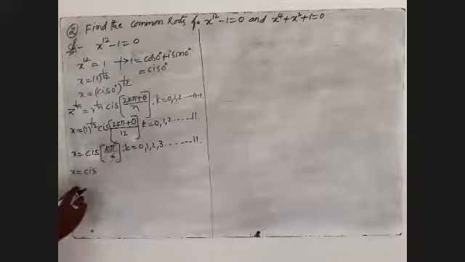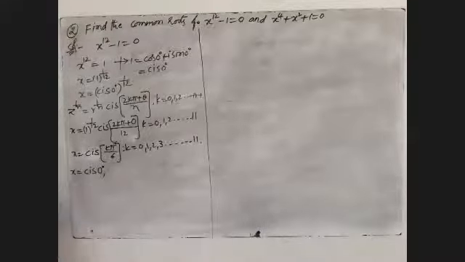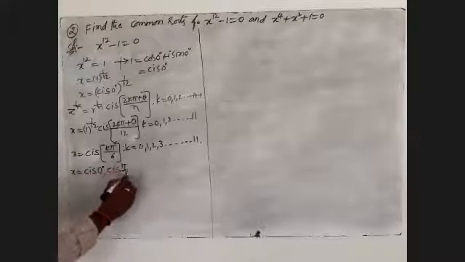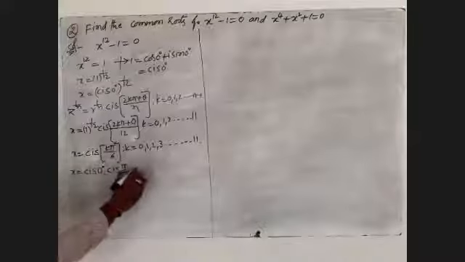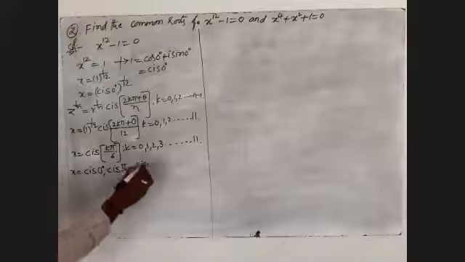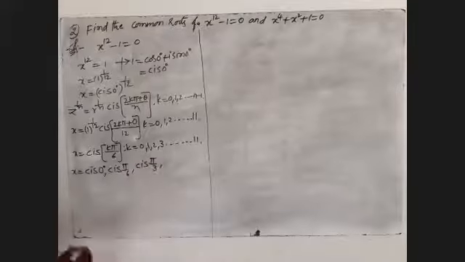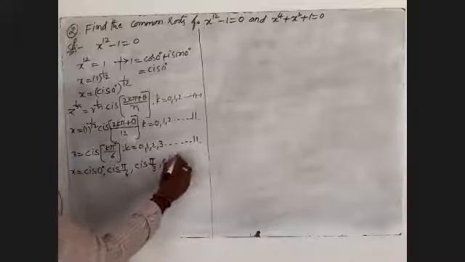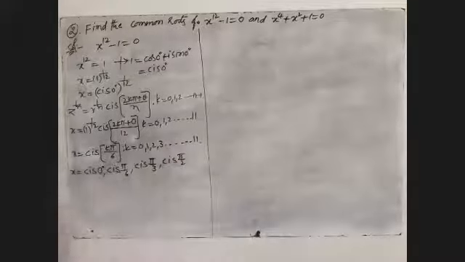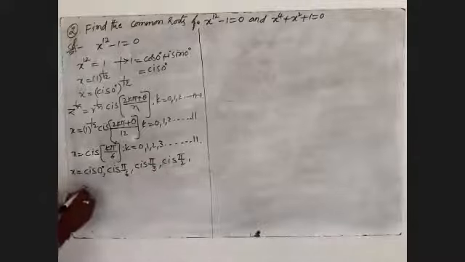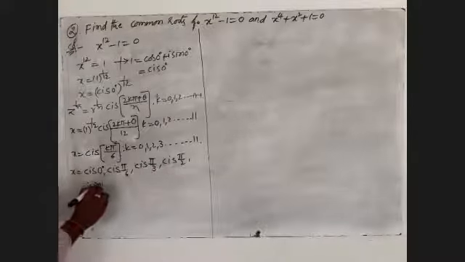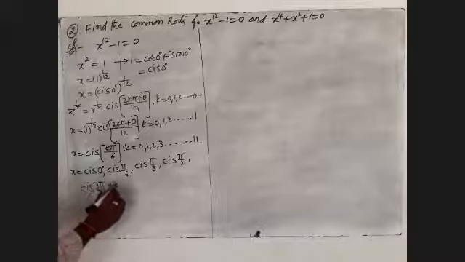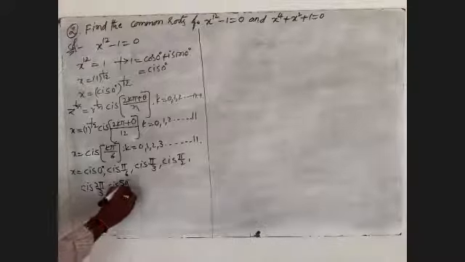0 into pi is 0. 0 by any value is 0 degrees. After that we will take 1, that I will write cis of pi by 6. After that we will take cis of 2 pi by 6, which is nothing but cis of pi by 3. After that we will take cis of 3 pi by 6, which is nothing but cis of pi by 2. After that we substitute, what we have to write? cis of 4 pi by 6 is nothing but 2 pi by 3. After that we'll take k is equal to 5, that I will write cis of 5 pi by 6.